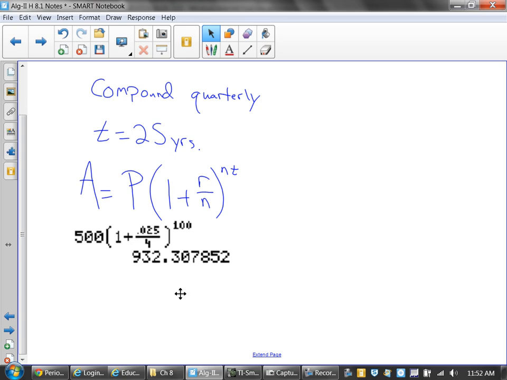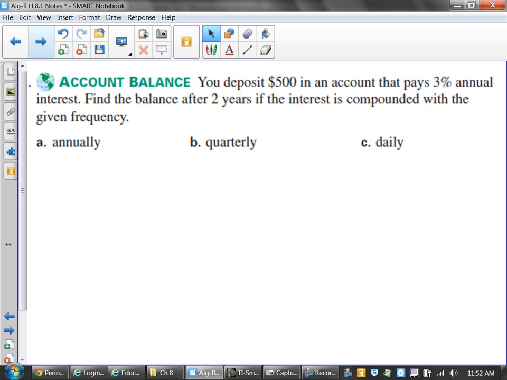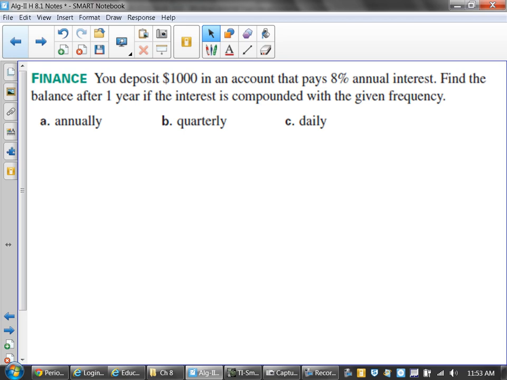All right? Try another one? Let's try one. This one's boring. Oh, well, we'll just do that one. All right, we'll go back to the $1,000. You're depositing $1,000 into an account that pays 8% annual interest. Find the balance after 1 year if it's compounded with the following frequencies. You guys do the annual. You guys do quarterly. You guys do daily. And we'll see the big differences between them all. So if you're doing daily, what's your value of n? 365. If you're quarterly, 4. If you're annual, 1. Good.